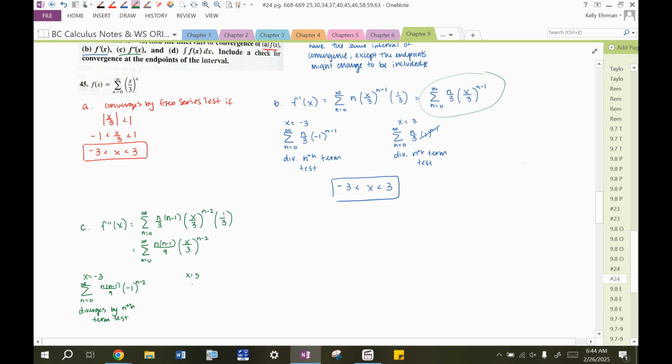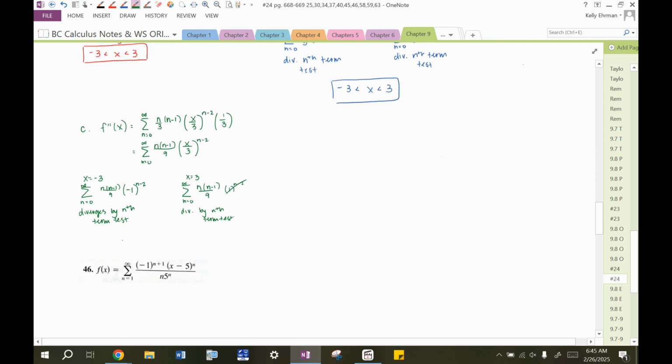And if x equals 3, again, I'm getting those values just from the original interval of convergence from f of x, because performing calculus does not change the radius of convergence. If I plug in 3, I would get 1 to the n minus 2, so I don't really need to write that. It's not included, and so I can say diverges by nth term test. So again, this one is still -3 to 3.